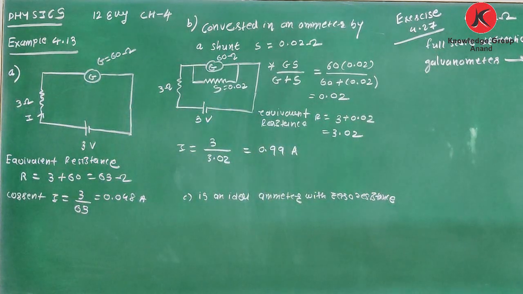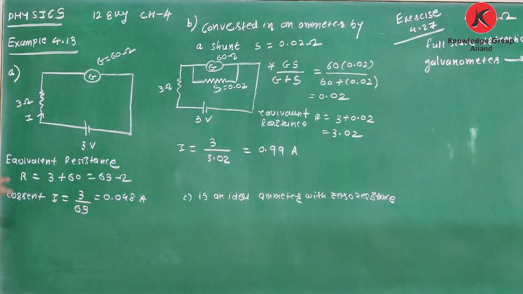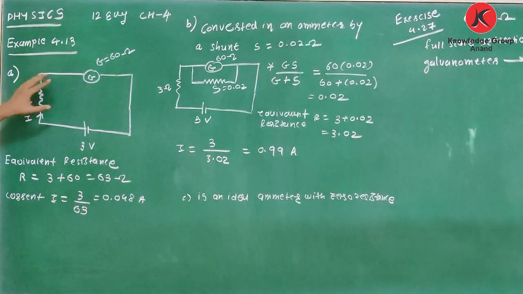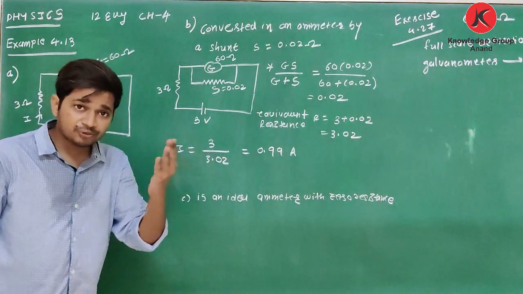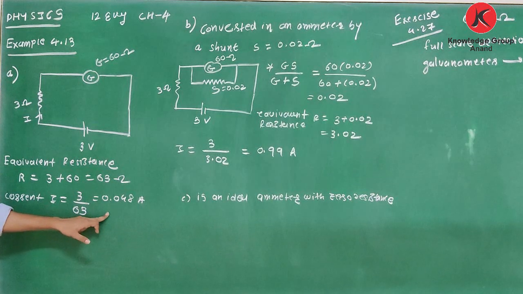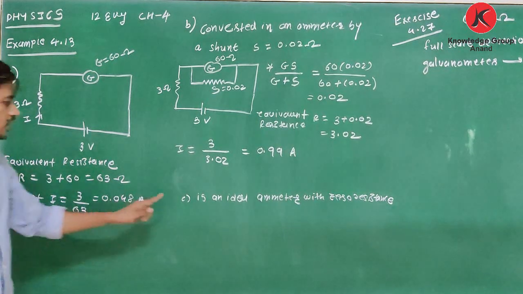0.99 ampere. So what is the meaning of this? This is the actual current flowing through this 3 ohm. If we use only the galvanometer, then see, this current changes. It is nearly 1 but it is like this. Clear about this? Okay, now the third question.